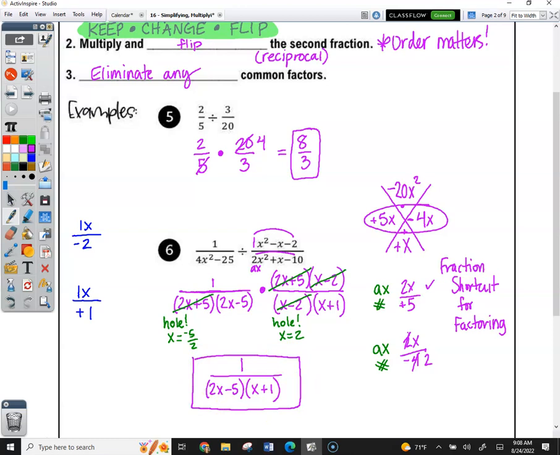Do I have any vertical asymptotes? Remember, your asymptotes are your final answer, whatever would make the bottom 0. So you have one at positive 5/2, which is 2.5. And what would make that 0? -1. So you have asymptotes at positive 5/2 and at -1. 2 wholes, 2 vertical asymptotes.